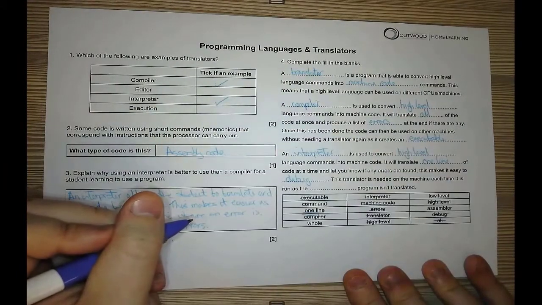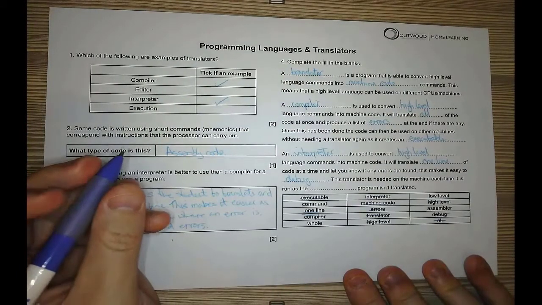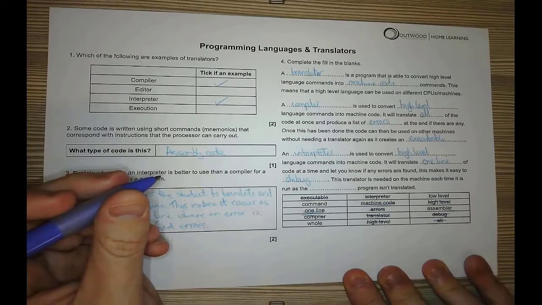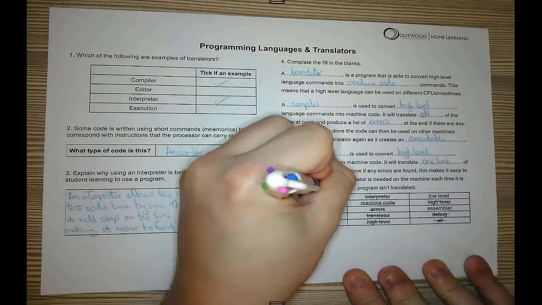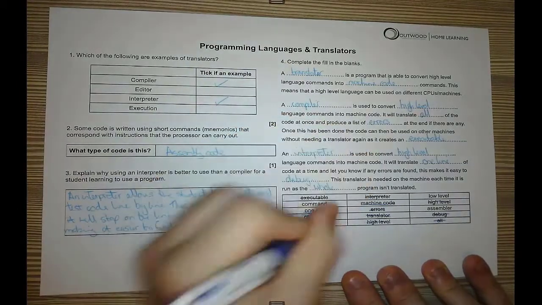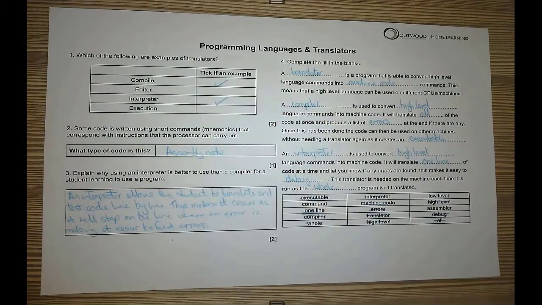The translator is needed on the machine each time it is run, as the blank program isn't translated whole program. Okay, because it does it line by line, it never compiles it all together and creates that executable. So there we have it. There are your answers for this worksheet and the reasons why.